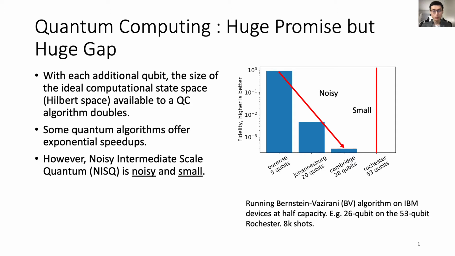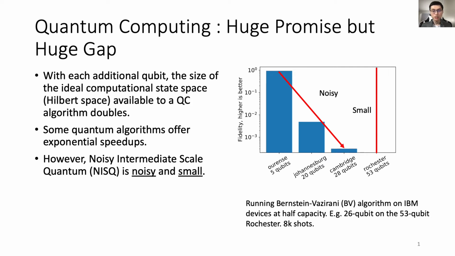The figure here shows running the Bernstein-Vazirani, or BV, algorithm on IBM quantum devices at half capacity. For example, we're running 26 qubits on their largest 53-qubit Rochester device with 8,000 shots. The probability of getting the correct result, which is called fidelity, decreases to below 1% even on the 20-qubit Johannesburg device. The fidelity is effectively zero on the larger ones.